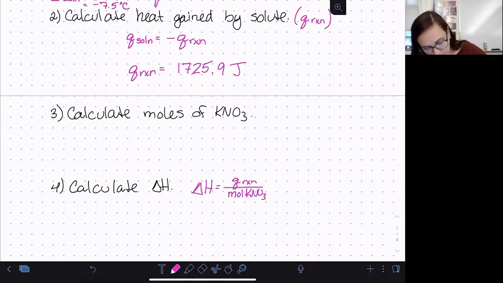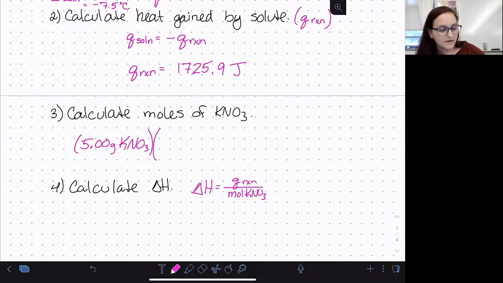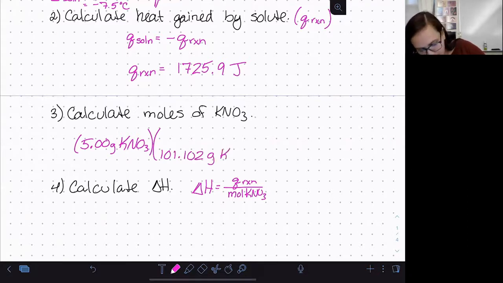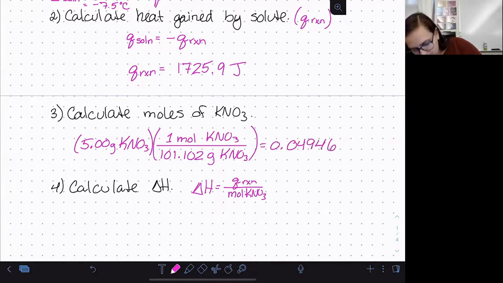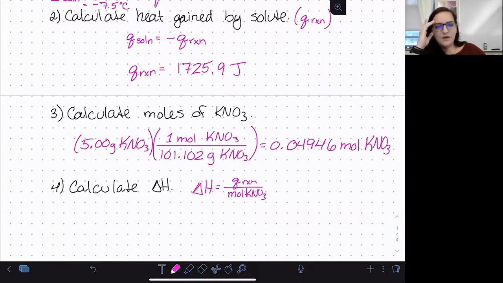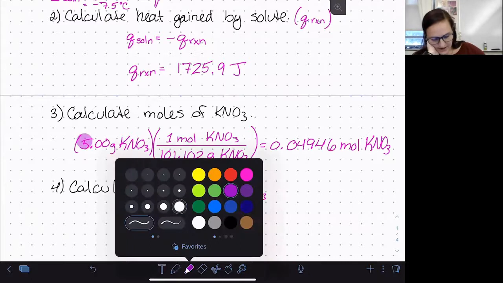So we were told in the problem that we had 5 grams of potassium nitrate. We can use the periodic table to calculate the molar mass, which comes out to 101.102 grams of potassium nitrate in 1 mole of potassium nitrate. So that gets us 0.04946 moles of potassium nitrate.